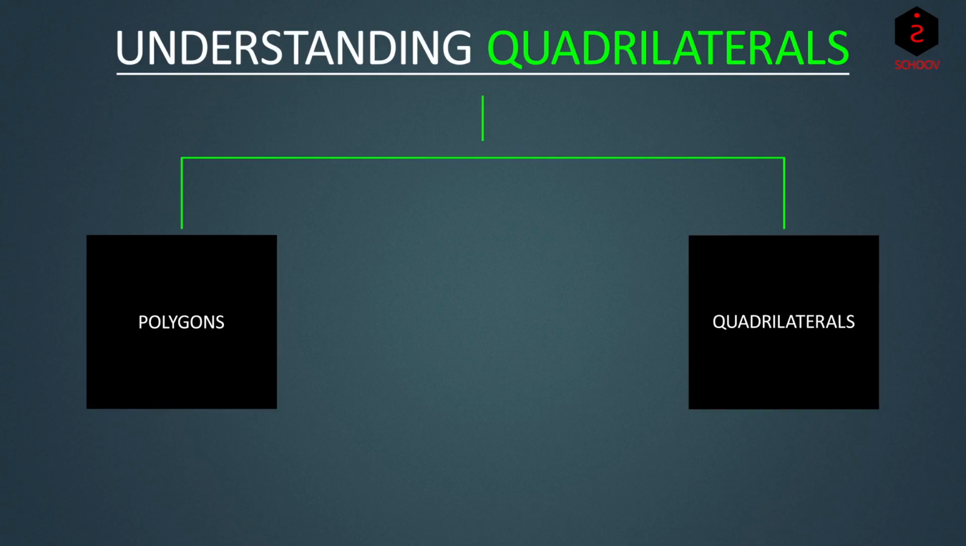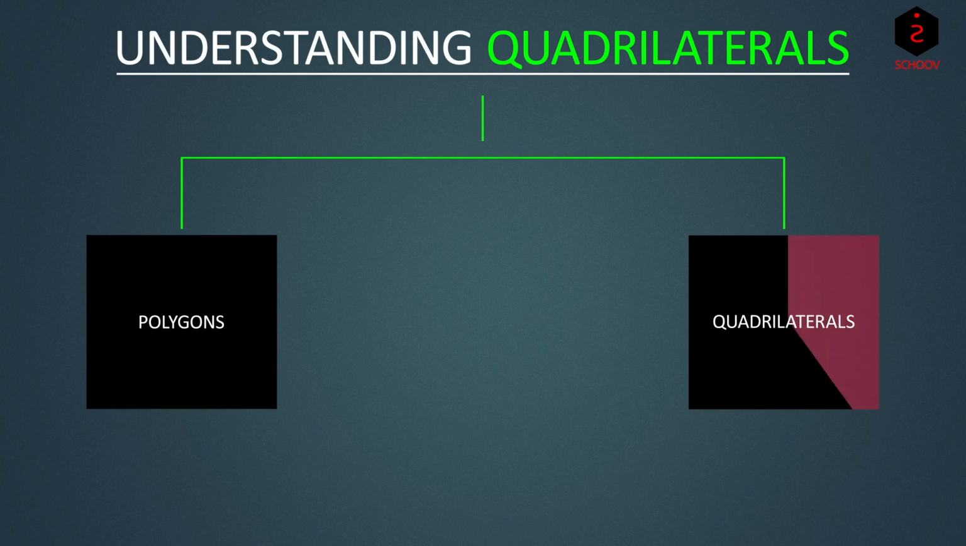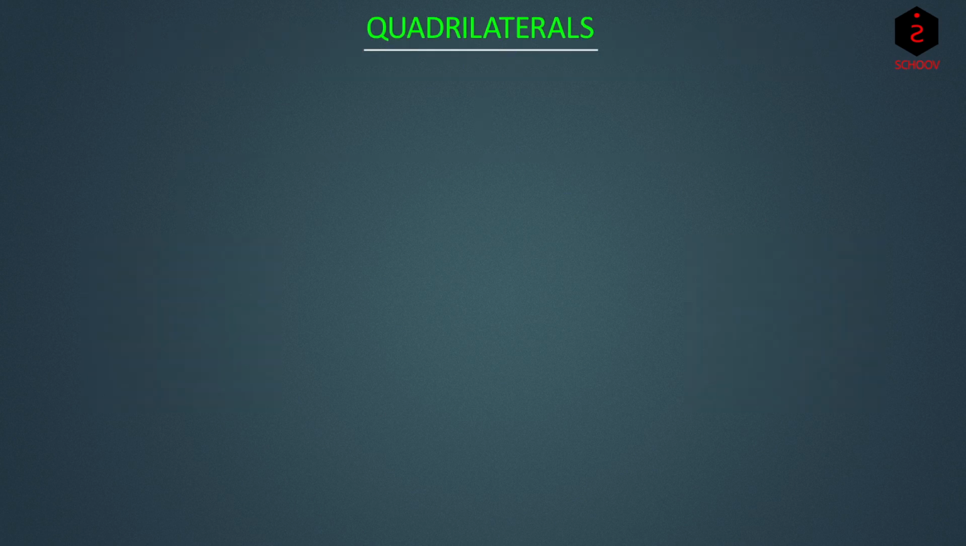Alright, let's start with the topic. The second topic of this chapter is quadrilaterals. There are two subtopics: elements of a quadrilateral, and special quadrilaterals. So let's begin. As we have seen in the first topic, a quadrilateral is a polygon with four sides. So what are the elements of a quadrilateral?